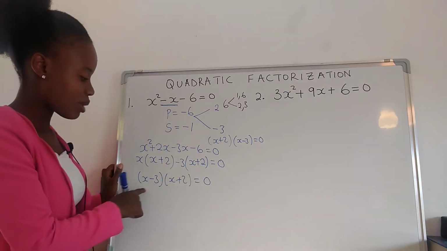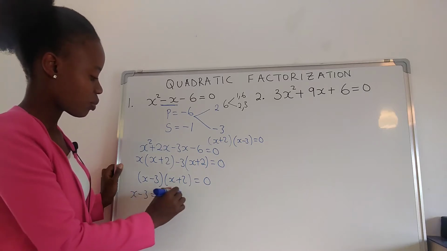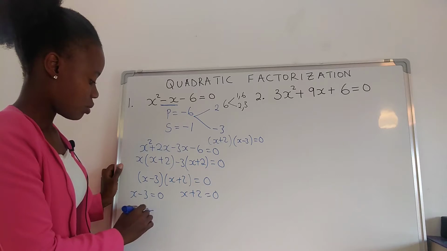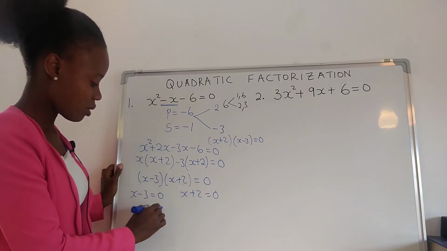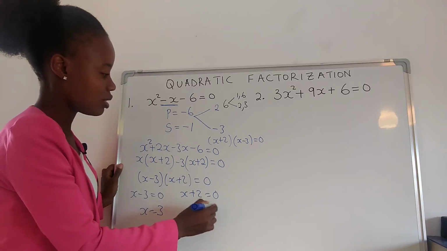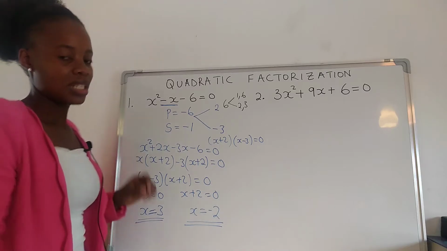We equate the first bracket and the second bracket to 0. x minus 3 equals to 0. x plus 2 equals to 0. x is equals to, take negative 3 to the other side, we're going to have 3. We take positive 2 to the other side, we're going to have negative 2. So x equals 3 and x equals negative 2.